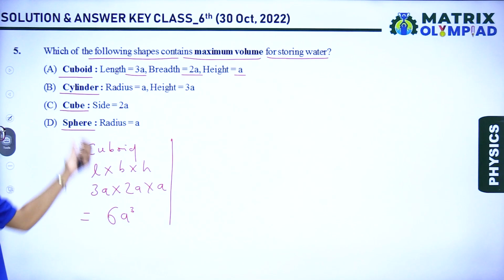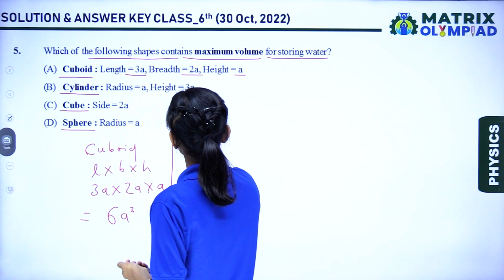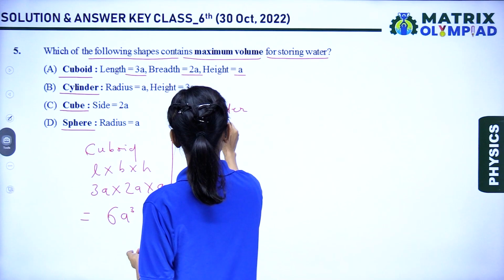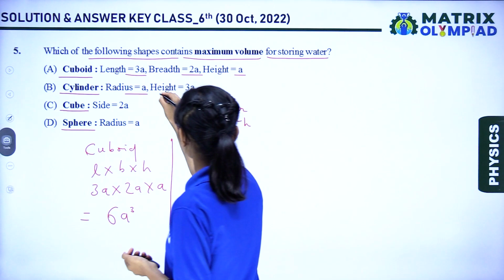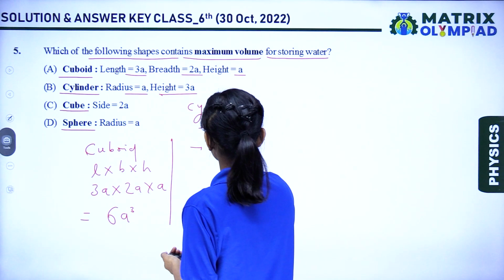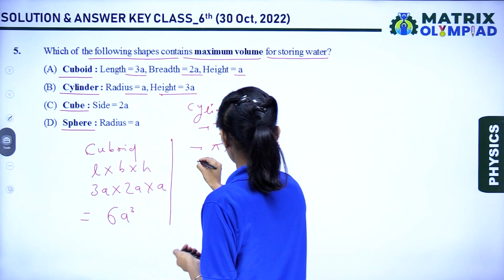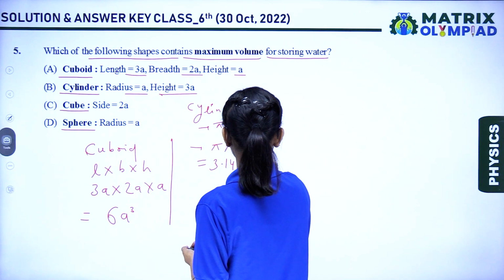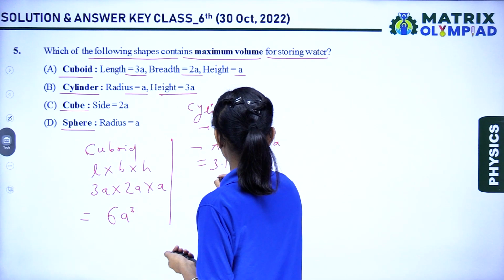Now what is our second shape? That is the cylinder. If I'm talking about the volume of a cylinder, the volume of a cylinder is pi r square h. The radius of the cylinder is a and the height is given as 3a. Just put in the values: pi times a square times 3a, which is 3.14 times 3a cube. This will be 9.42a cube.